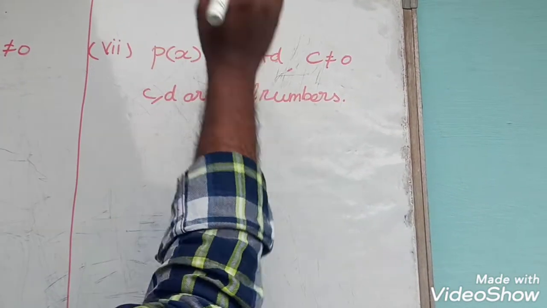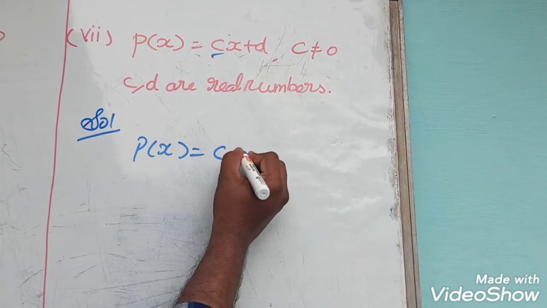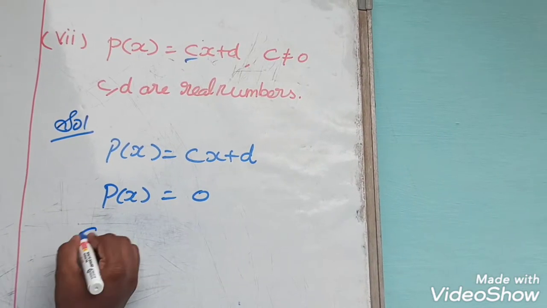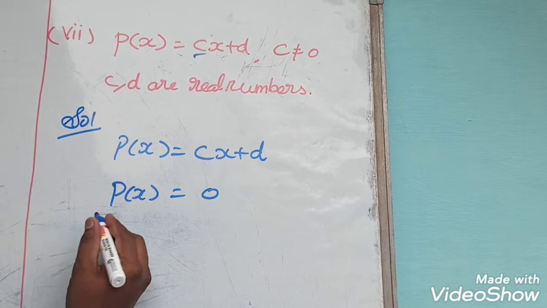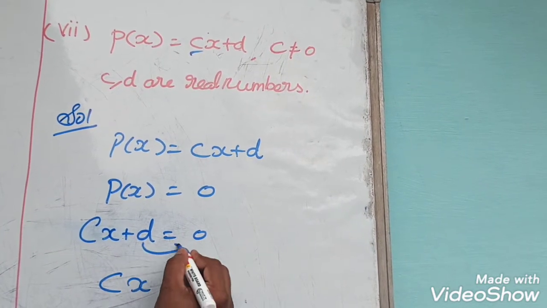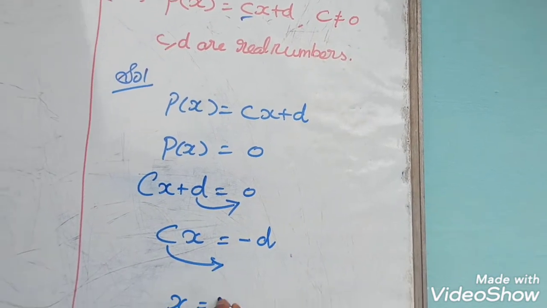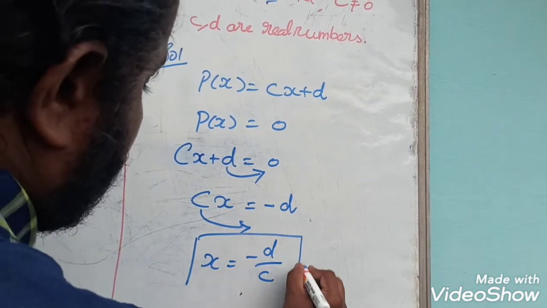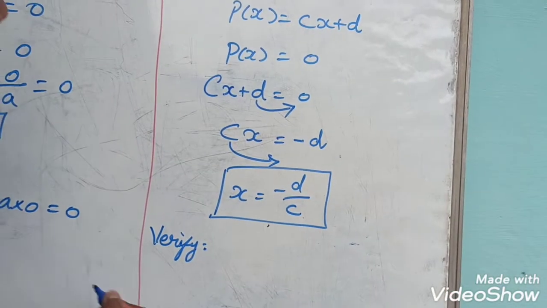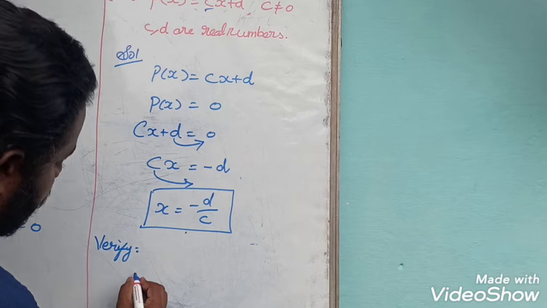Here C cannot be equal to 0. So solution. P of x equal to Cx plus D. For this P of x we get the value 0. So Cx plus D equal to 0. In Cx, the D goes to the right hand side as minus D. Then the C goes again to the right hand side, x equal to minus D by C is the zero of the polynomial. How is it possible? Just verify it. In the verification we get P of minus D by C becomes 0. We conclude this is the zero of the polynomial.